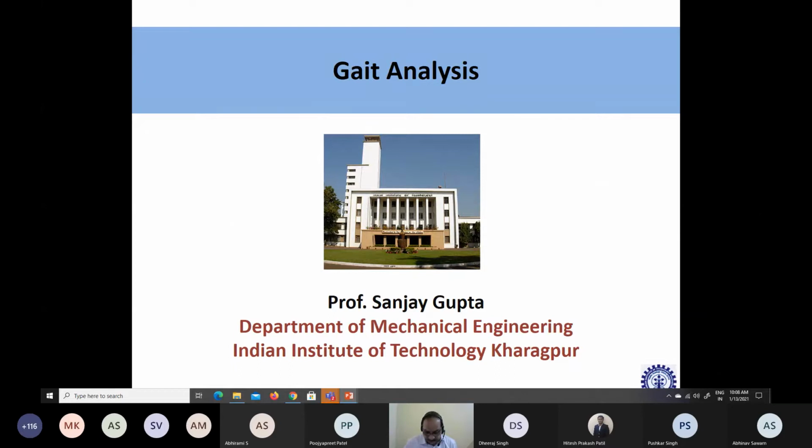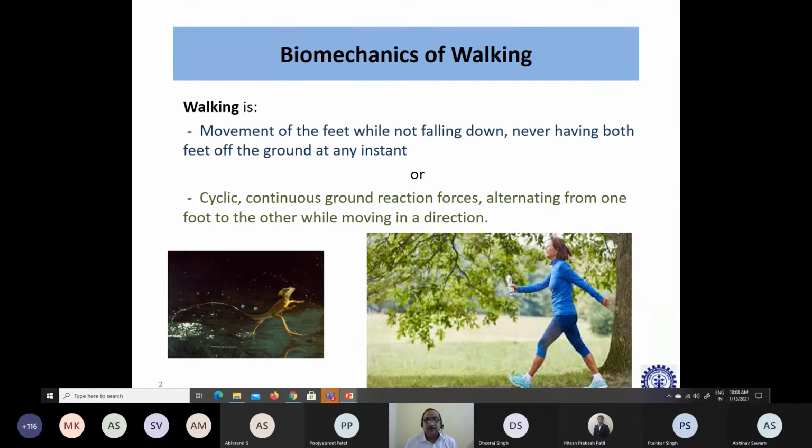So I continue from where I left. This is a more specific lecture on gait analysis. Everybody knows what walking is, and we all undergo this activity in everyday life. It's the most basic activity a kid learns when he or she grows up.